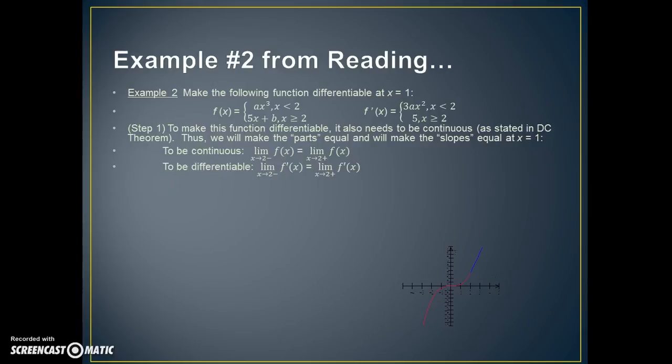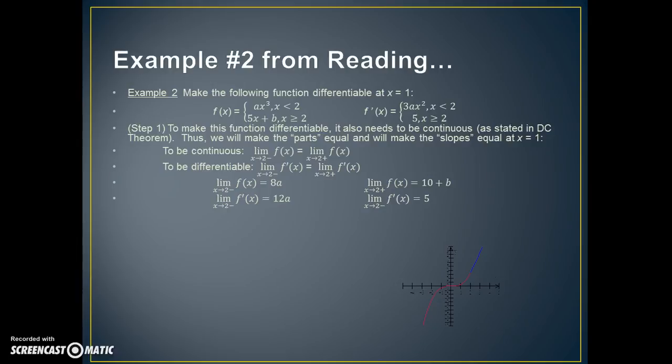For the function to be differentiable, we need the limit as x goes to 2 from the left of f prime of x to match the limit as x goes to 2 from the right of f prime of x. So, taking a look at this, the limit as x goes to 2 from the left of f of x is just 8a. We plug in 2 for x. The limit as x goes to 2 from the right of f of x is 10 plus b. We plug in 2 to the bottom portion of our piecewise function.